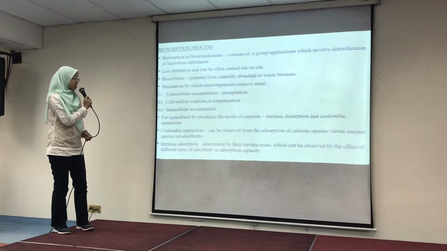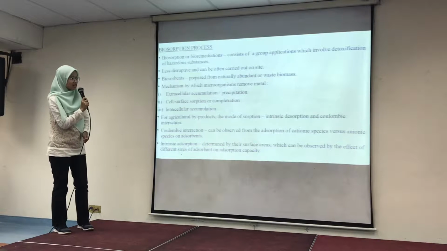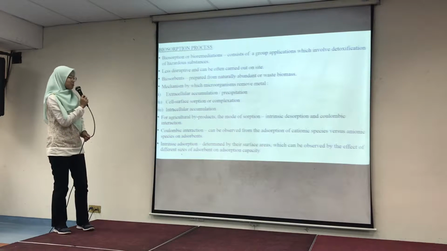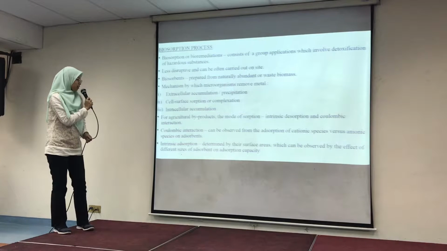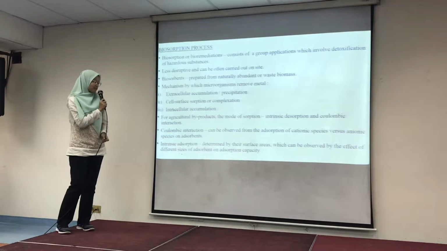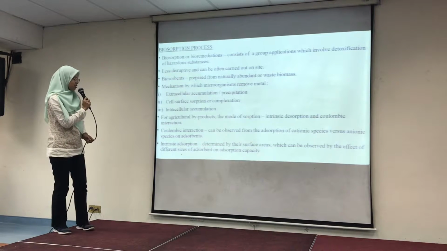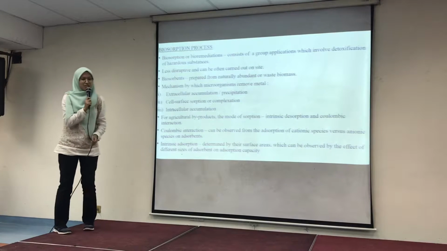Okay, the Coulombic interaction can be observed from the adsorption of cationic species versus anionic species on the adsorbent. Lastly, the intrinsic adsorption is determined by their surface area, which can be observed by the effect of different sizes of adsorbent on adsorption capacity.